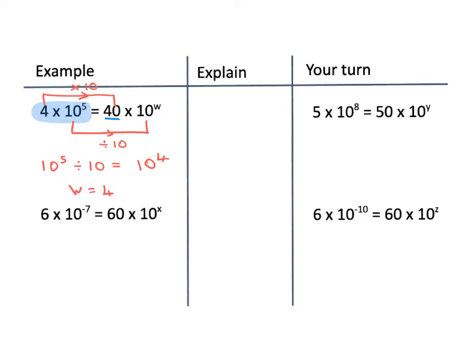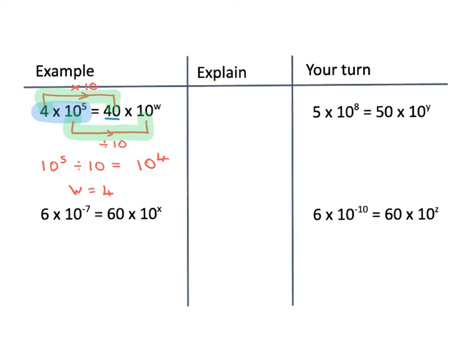So let's go through this. Firstly, you can see that I've said that to go from 4 to 40, we have to multiply by 10. If that's all we did, that would mean the right-hand side was 10 times bigger than the left-hand side. And that can't be true because these two sides must be equal. Therefore, to compensate, we need to divide 10 to the power of 5 by 10.